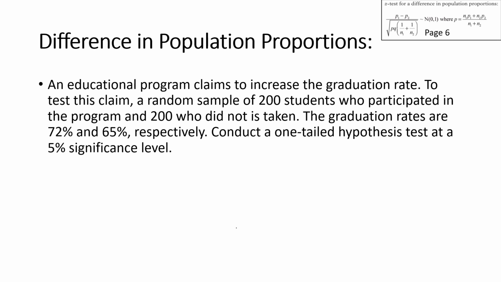So, first what we need to do is find a p hat and q hat, but since we're dealing with two p-values and two q-values, what I like to do is have the number as well. So p hat 1 is 0.72, p hat 2 is equal to 0.65. That means q hat 1 is equal to 0.28, and q hat 2 is equal to 0.35, and n is 200 for both.